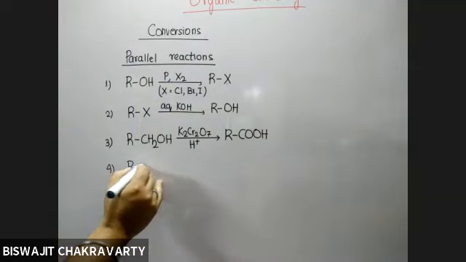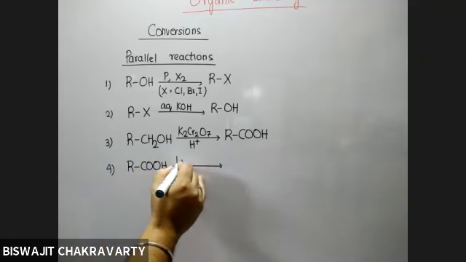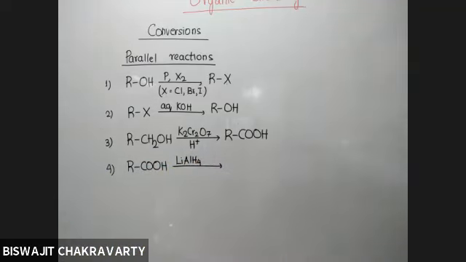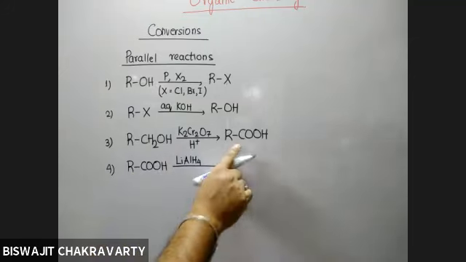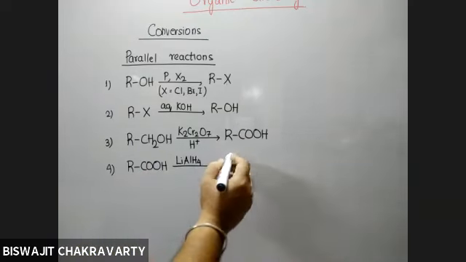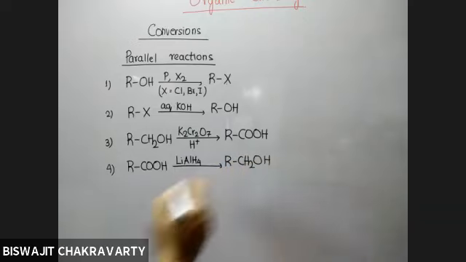Similarly, when carboxylic acids are reduced with lithium aluminium hydride, which is a reducing agent... What are reducing agents? Those which supply hydrogen. And what are oxidizing agents? Those which supply oxygen. So upon oxidation, alcohol gives carboxylic acid. Upon reduction, carboxylic acid will give alcohols containing the same number of carbon atoms.